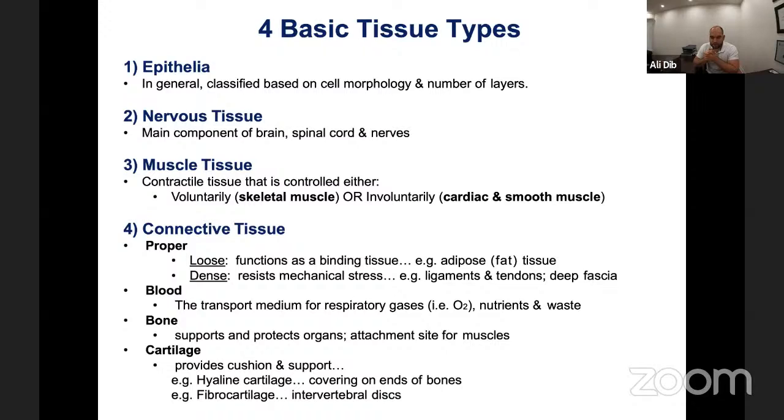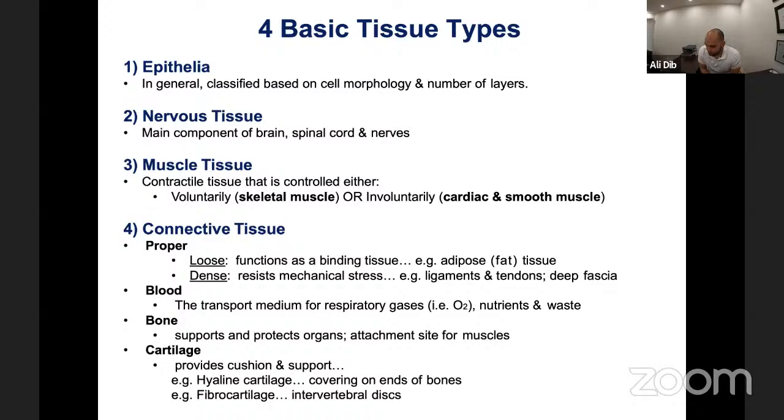And then we have muscular tissue. These are contractile tissues, meaning they're kind of like an elastic band. You can stretch them and contract them. And they're either voluntarily controlled. So these are all the skeletal muscles of the human body. Those are the muscles that are attached to your skeleton. For example, your bicep contracts, causes elbow flexion.